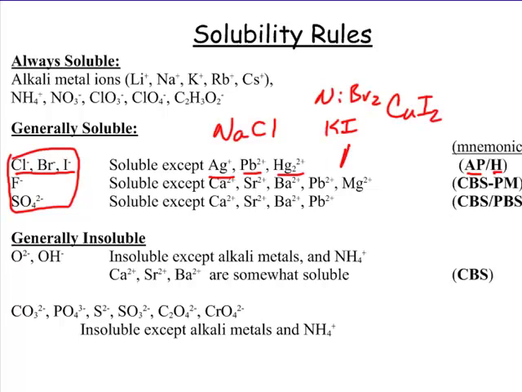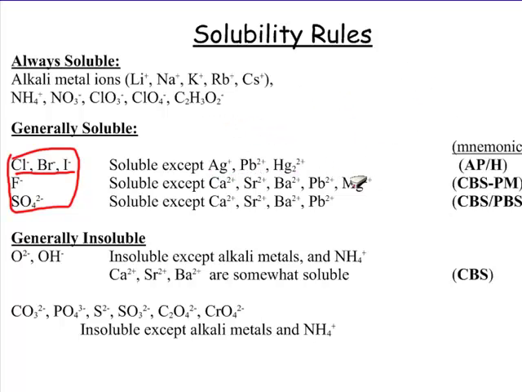So if I see something like this, AgCl, that will make a precipitate. PbBr2, that's a precipitate. Mercury 2 iodide, that's a precipitate. But that's the only time those are precipitates. Fluorine, I'll be honest with you, we don't really see pop up too much. The other addition, though, is lead and magnesium. So that's why we've added a PM to our CBS.